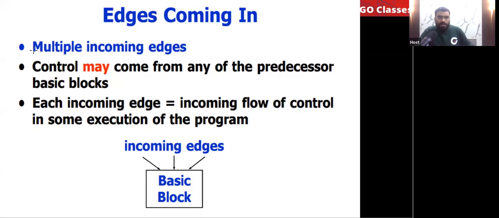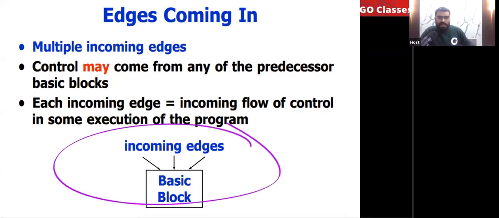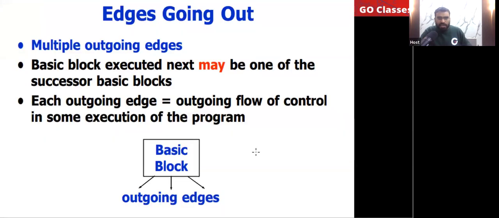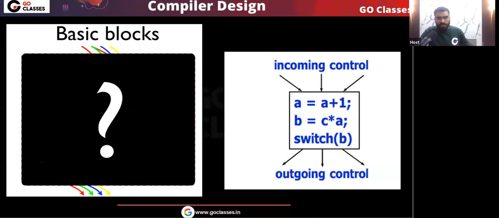So remember, you can have multiple incoming edges. That is fine. We have already seen the example where you have multiple incoming edges. Every edge is basically a flow of control. Similarly, you can have multiple outgoing edges. That is also fine, and that also we have seen. Now you can see this is the diagram. Inside a basic block, this is the control flow. Very simple.